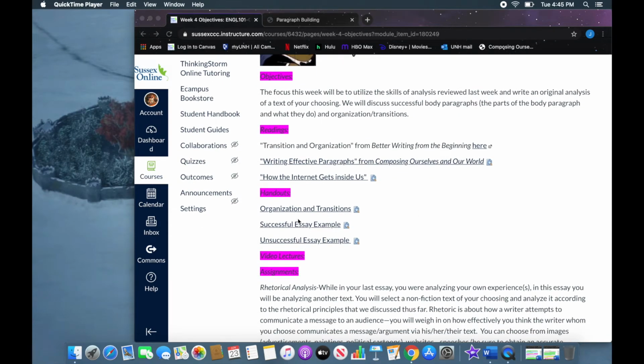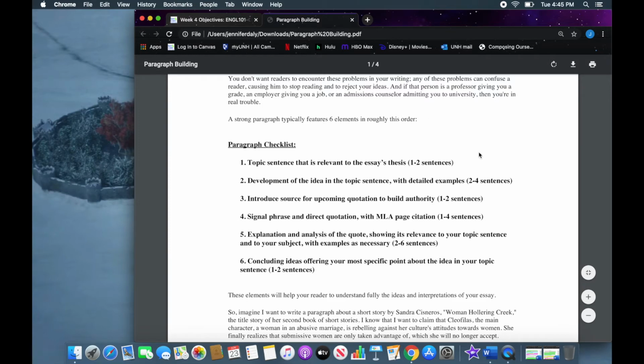So you got a few handouts here. We're going to take a peek at the successful versus the unsuccessful essay again, which we looked at for introductions and conclusions. And then you've also got the readings to do from Better Writing from the Beginning and Composing Ourselves in Our World, okay? And so let's take a peek first at what goes into building a great paragraph.